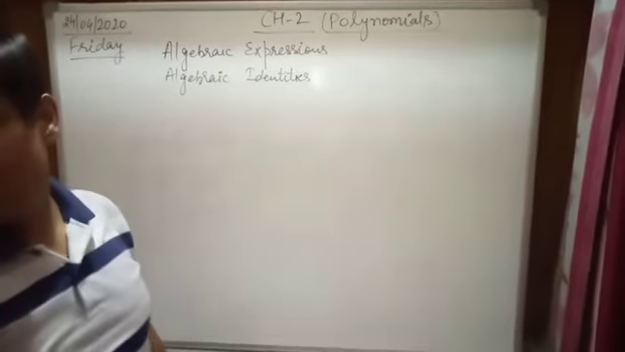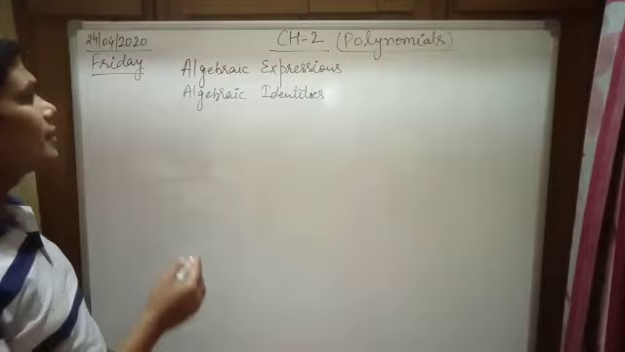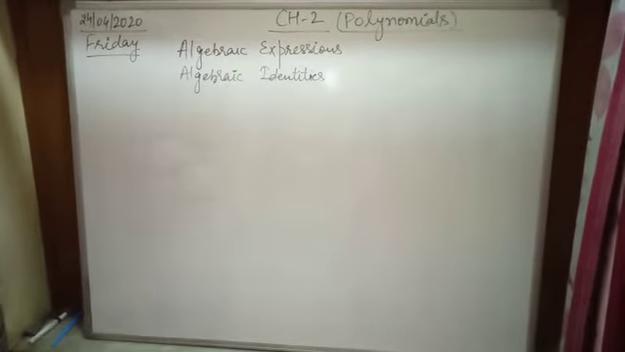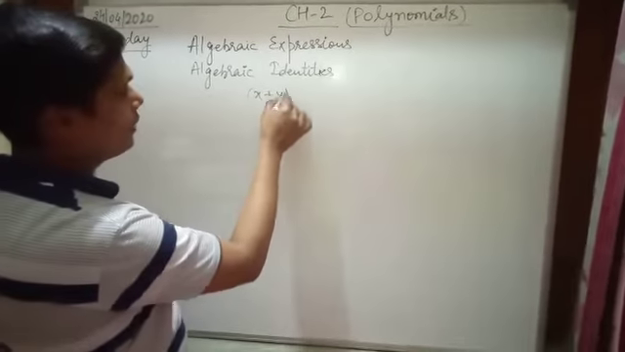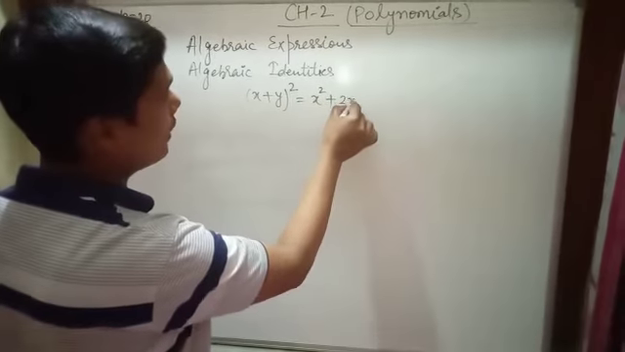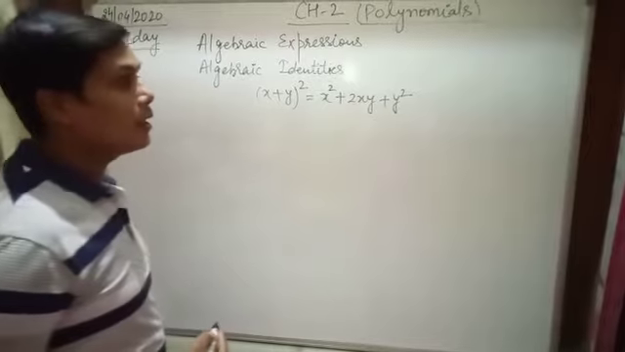In this chapter, we again learn the algebraic identities, but this time I am telling which we have learned in the earlier classes, like (x plus y) whole square. We know the formula is x square plus 2xy plus y square. This is an algebraic expression.